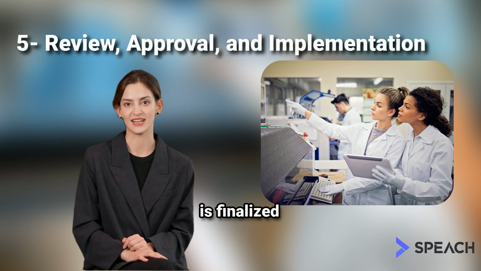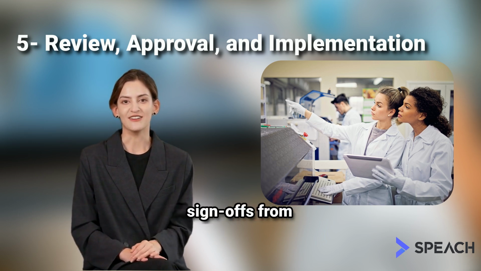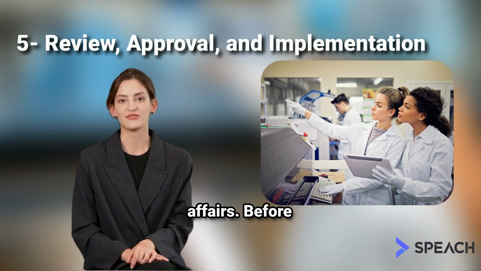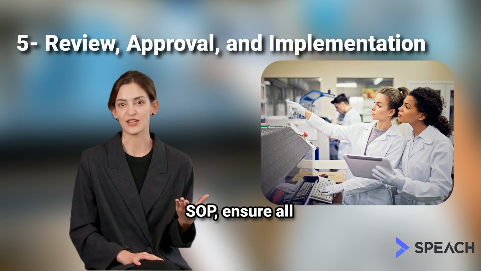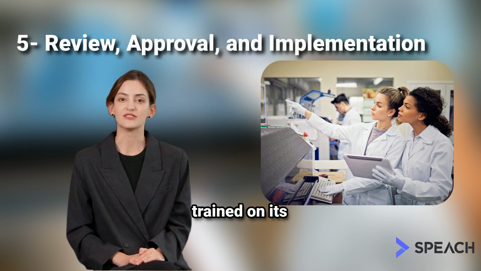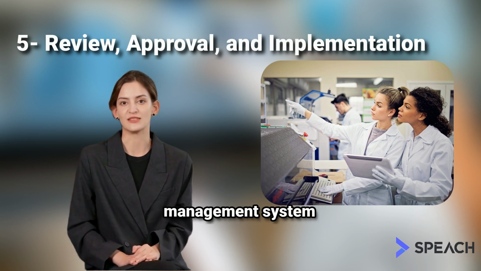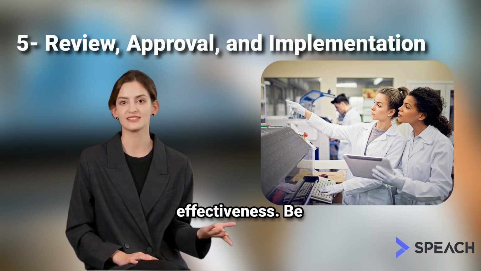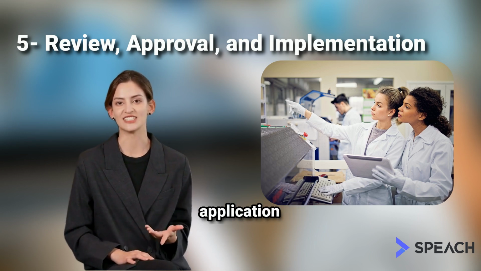Once the content is finalized, obtain necessary approvals. This typically involves sign-offs from quality assurance, department heads, and potentially regulatory affairs. Before implementing the new or revised SOP, ensure all relevant staff are trained on its contents. This training should be documented as part of your quality management system. Finally, implement the SOP and monitor its effectiveness. Be prepared to make adjustments if issues arise during real-world application.